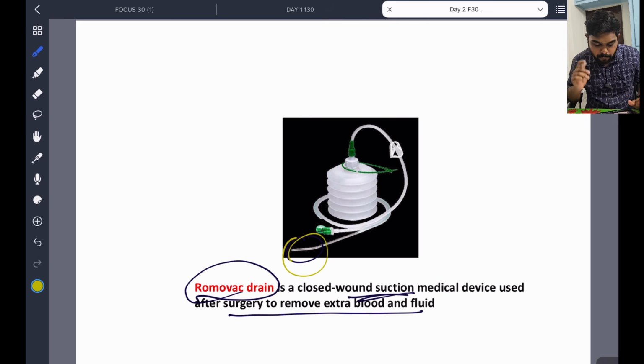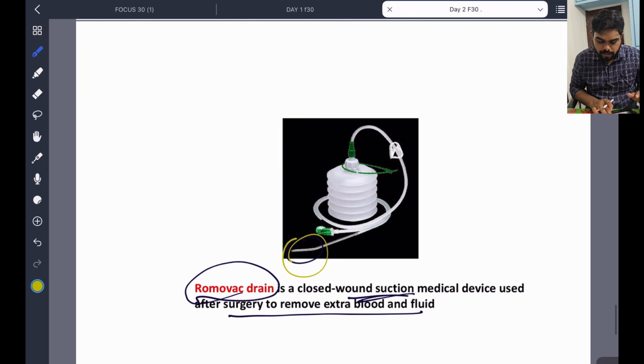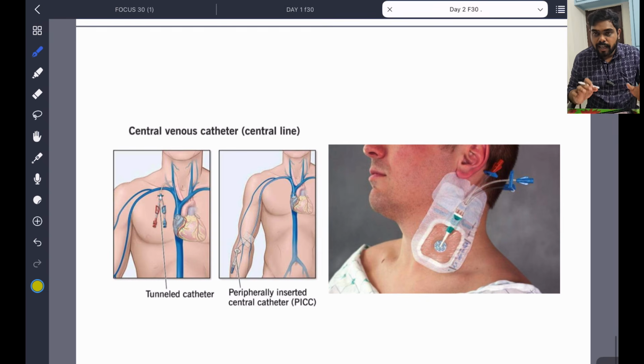Okay, that is also very important. This is known as Romovac drain, vacuum drain. So vacuum will be there, it will suck the contents, blood, fluid, whatever. Okay. Now we'll go to see another very important one.